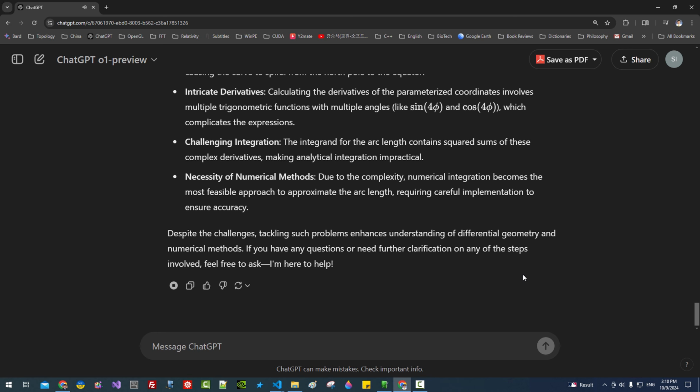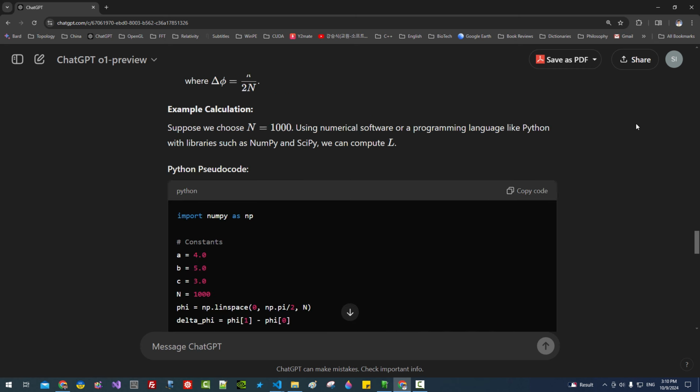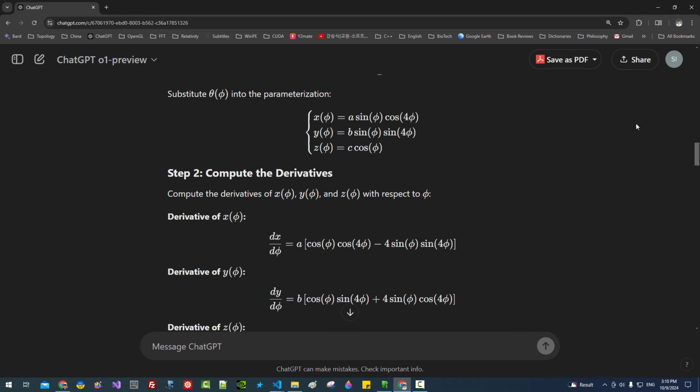Despite the challenges, tackling such problems enhances understanding of differential geometry and numerical methods. If you have any questions or need further clarification on any of the steps involved, feel free to ask. I'm here to help.